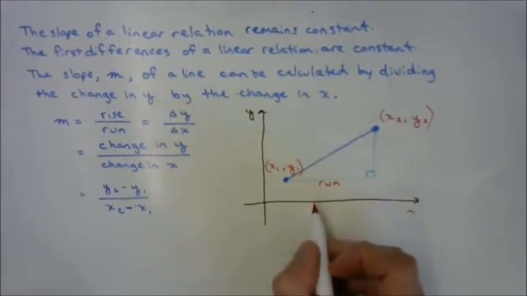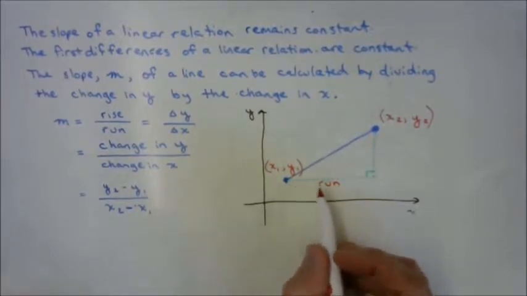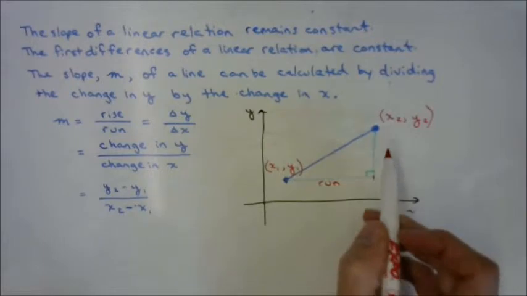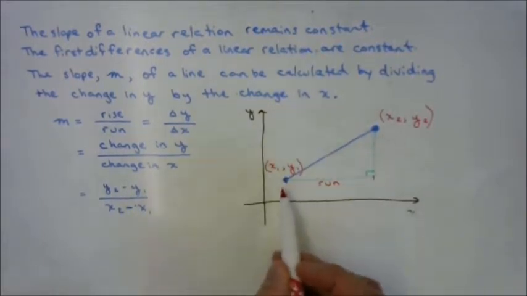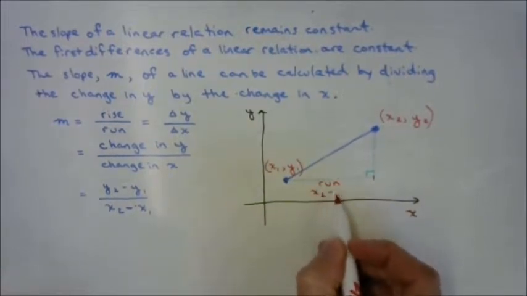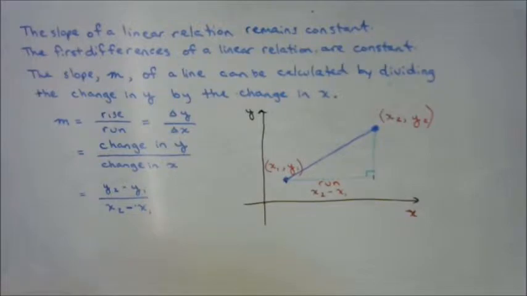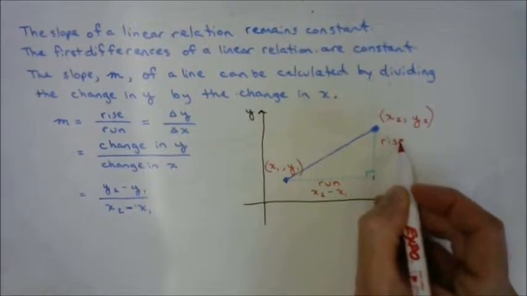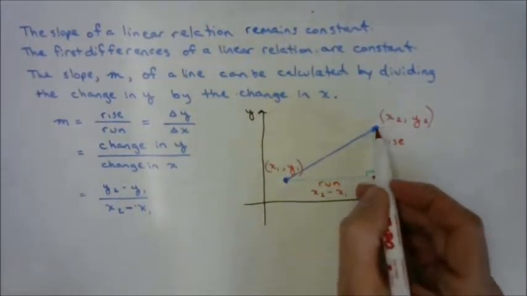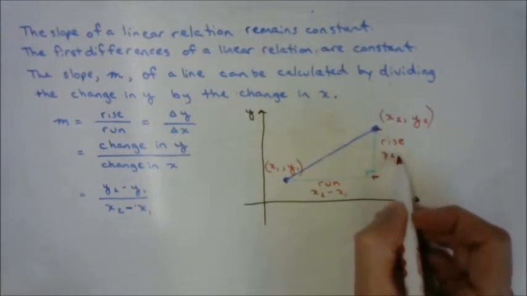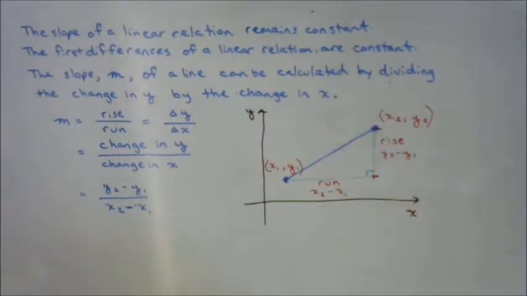And to determine the run, what do we need to do? If I want to find out how far it is from here to here, what do I need to do? Careful, is this the y-axis or the x-axis? Oh, x. Okay. So you take x2 minus x1. Over here, we have the rise. And in order to determine the rise, it's the distance from here to here. What do I need to do? y2 minus y1. Very good.